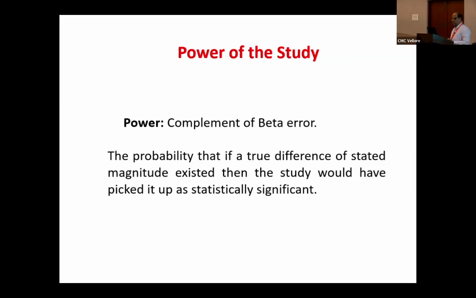So therefore, the power is the complement of type 2 error. Whenever there is a difference, my study should be able to pick it up as statistically significant. That should be over 80% of the time. That is the power. Power calculation is done whenever you have negative results. That means you are not able to reject the null hypothesis, and you calculate the sample size and power and see.